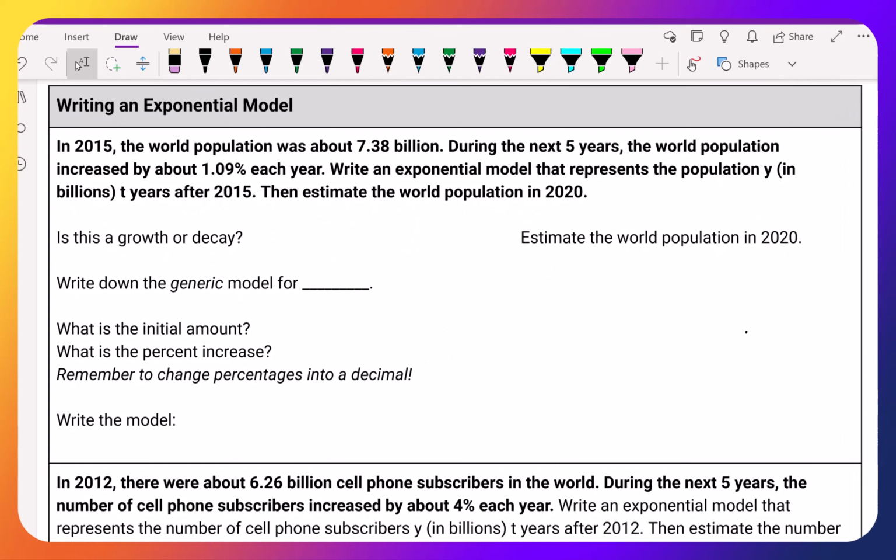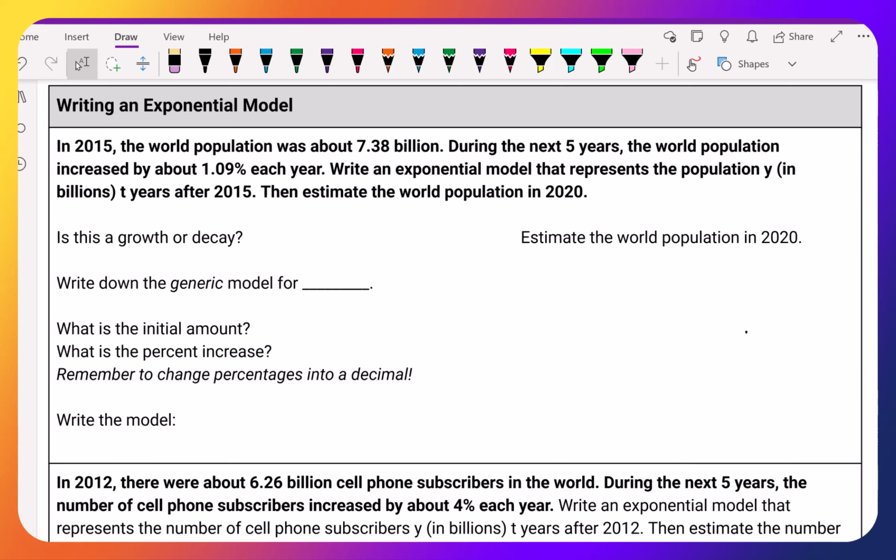So we have, in 2015, the world population was about 7.38 billion. During the next 5 years, the world population increased about 1.09% each year. Write an exponential model that represents the population in t years after 2015, and then we're going to estimate the world population in 2020.